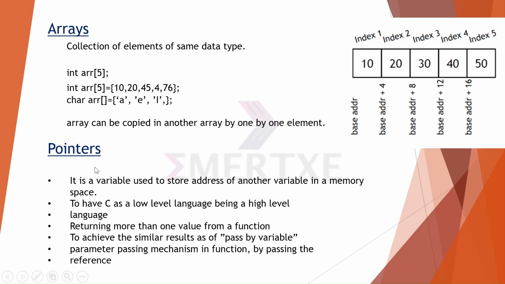Pointers. A pointer is a variable used to store the address of another variable in memory space. C, being a high level language with low level capabilities, uses pointers for returning more than one value from a function, to achieve similar results as pass by variable. We use the pass by reference technique by using pointers, a parameter passing mechanism in functions by passing the reference.